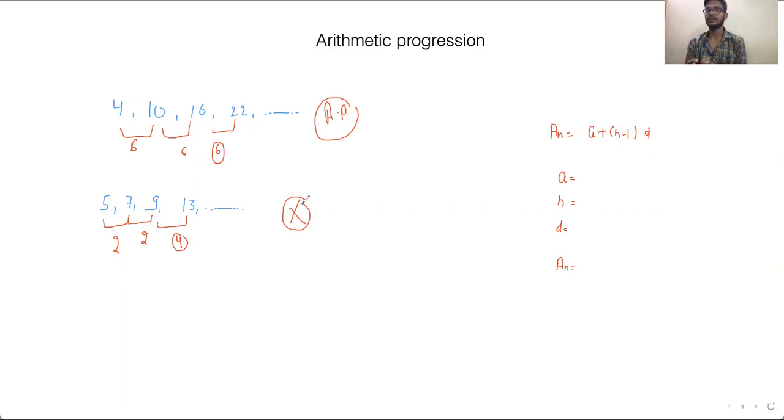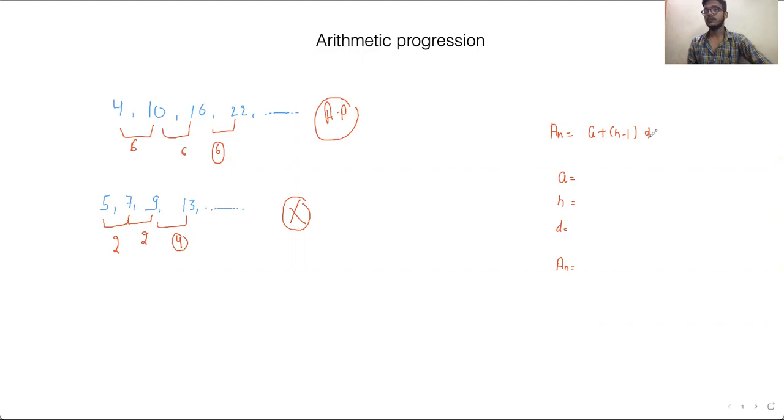First of all, we have to check whether the series is an arithmetic progression. How can we check that? The difference between two consecutive terms is always the same. So if the difference between two consecutive terms is the same, then we can say that this series is an arithmetic progression. Now we have to discuss a formula: an equals a plus n minus 1 into d.